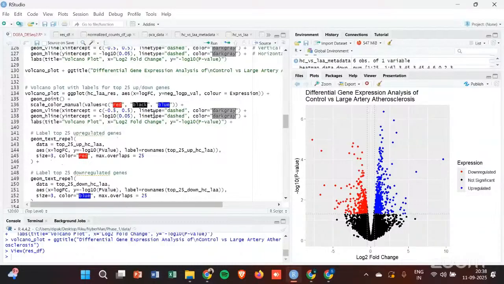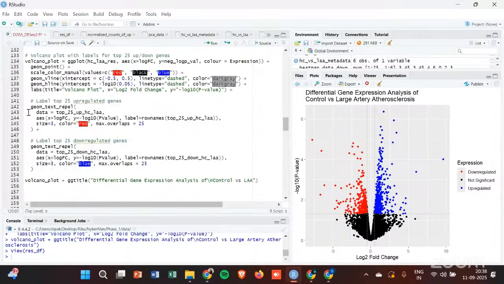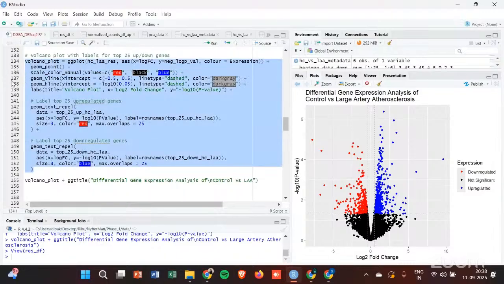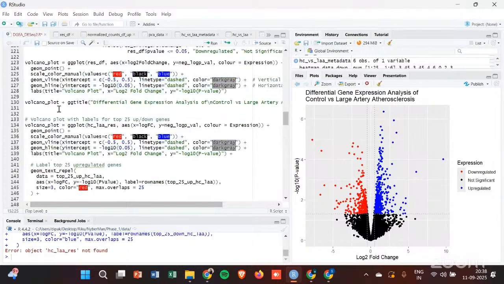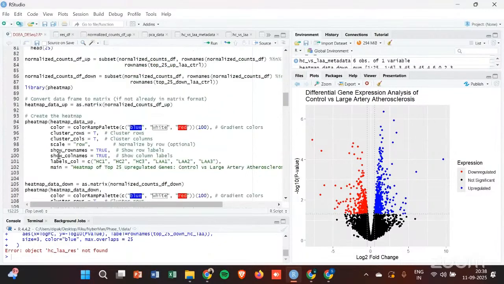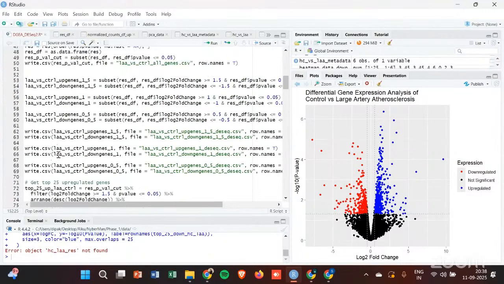In order to label them, we do the plot as it is, so this part remains the same, but we also use a function called geom_text_repel, and the data we give to it is the top 25 gene matrix that we created. Since we are using plus between each of these functions, we are tying them all together. Now if I run this entire thing, okay, HCLA res not found. Why did we not save HCLA res? Where is HCLA res?